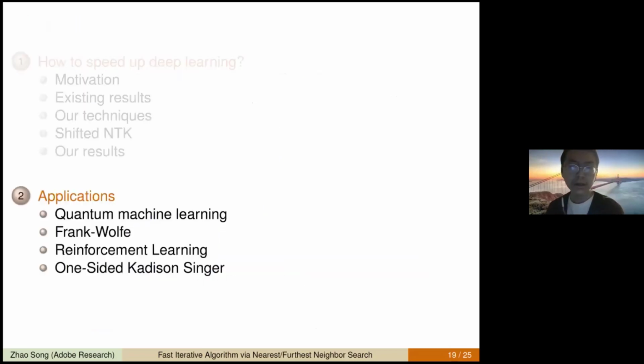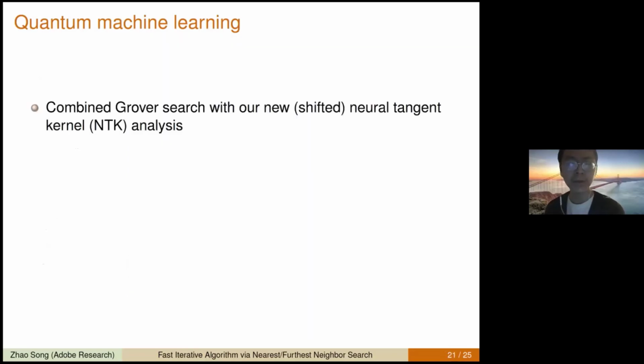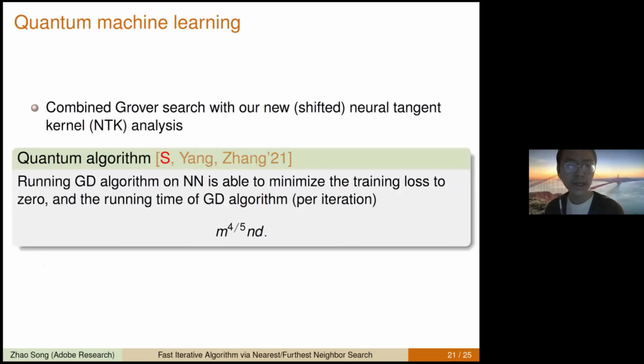Okay. In the next few slides, I will briefly tell you some applications. Our idea can also be combined with quantum Grover search, and therefore you can get some quantum algorithm. The interesting part is that if you use the quantum algorithm, you can actually bypass this preprocessing. You don't need to spend any time in preprocessing. You just run the Grover search online, and you can get the exact same time, but you don't need to spend any time on preprocessing.